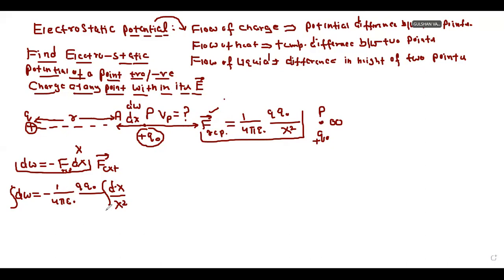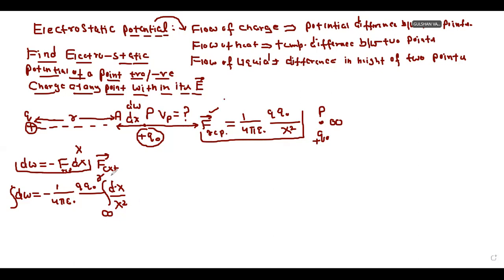So I am moving from infinity to R. Now the point P is at infinity. The test charge is at infinity, and I want to move the test charge from infinity to this point A, because A is at a distance R from the original charge. So the limits will be from infinity to R.